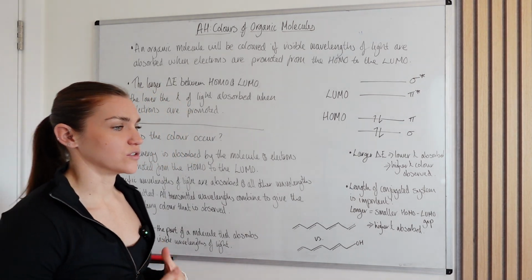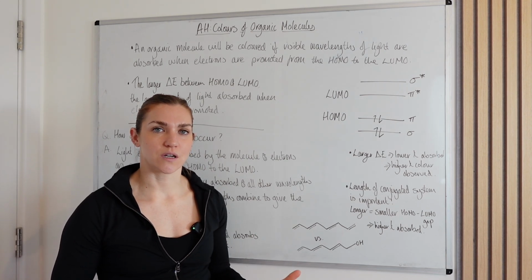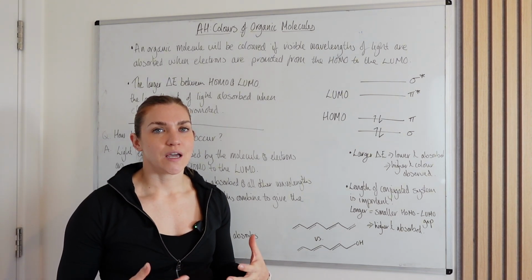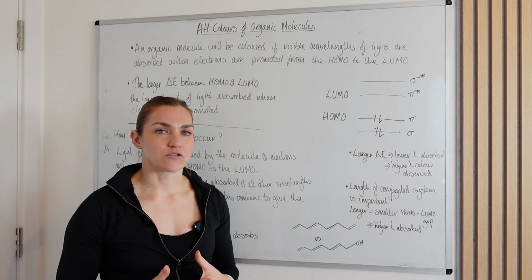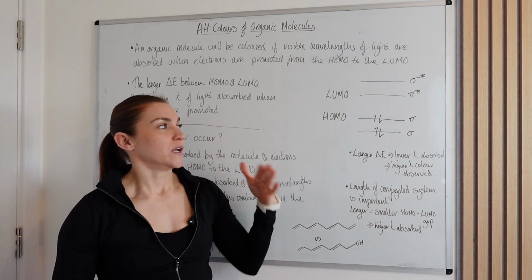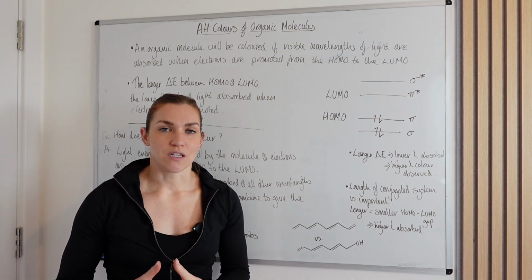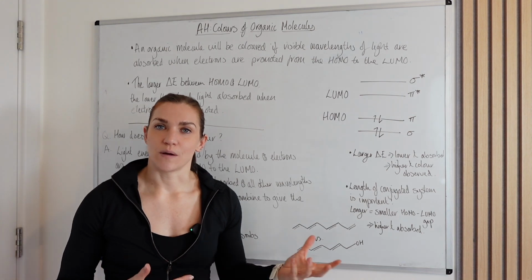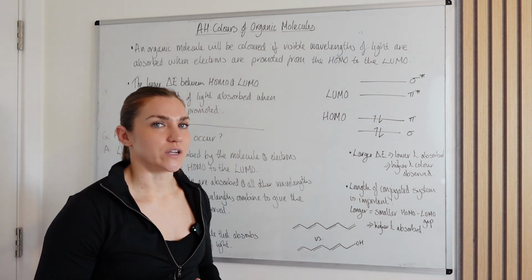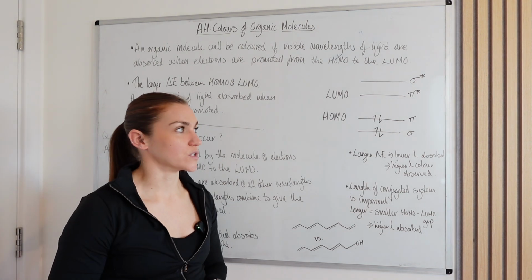But like I said, it's all to do with electrons being promoted, much like the colour of transition metal complexes. But in this instance, we're talking about electrons being promoted from the HOMO to the LUMO. If you watch my video on molecular orbital theory, then this will make a bit more sense to you. So if you've not watched that yet, you might want to go back and watch it before you get further into this video, because it'll help make the rest of this make more sense.